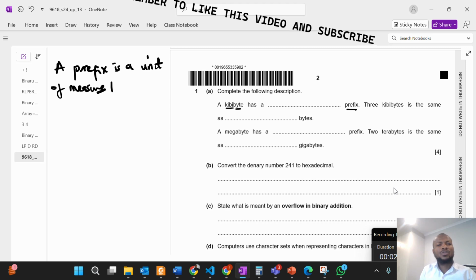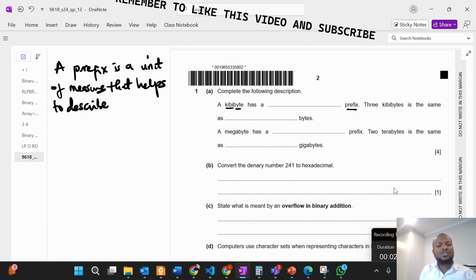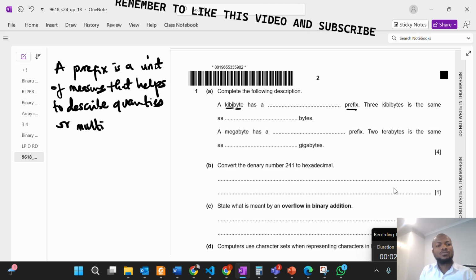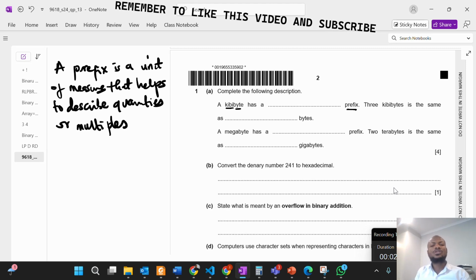A unit that helps to describe quantities or multiples. So that is what a prefix means in this context. A prefix in this context is not the leading words before the byte, but it is a unit that helps to describe the quantity or measure.